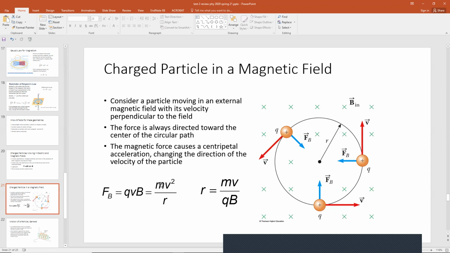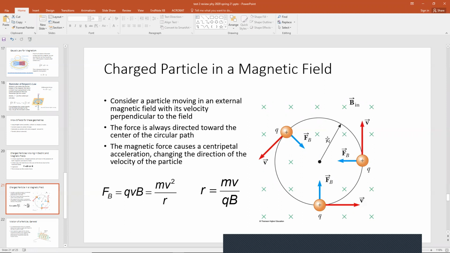You can also, on the flip side, measure the radius of a moving charged particle in a magnetic field, and if you know its speed, use that to determine Q over M, the charge to mass ratio. And this is how mass spectrometers work, at least some of them.